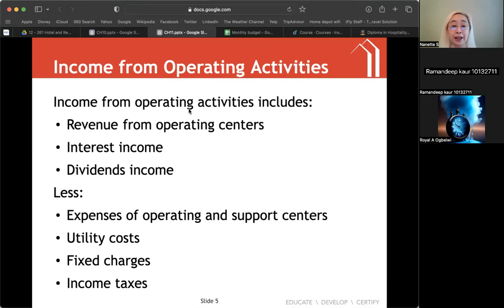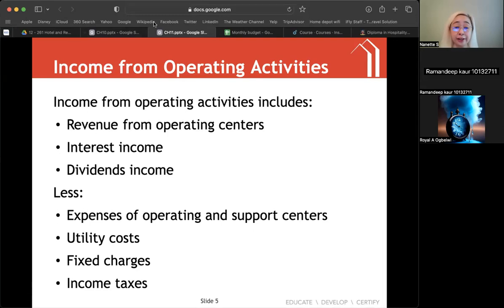So let's talk about income from operating activities. Royal, can you read the slide, please? Income from operating activities include: 1. Revenue from operating centers. 2. Interest income. 3. Dividend income. Less: 1. Expenses of operating and support centers. 2. Utility costs. 3. Fixed charges. 4. Income taxes. Thank you, Royal.